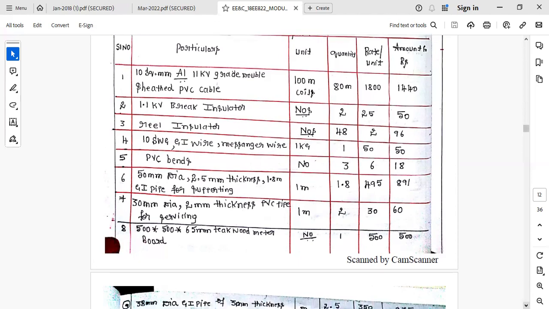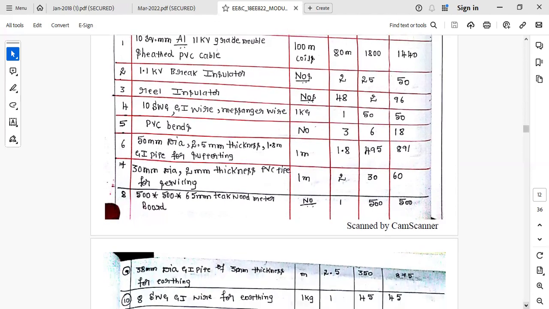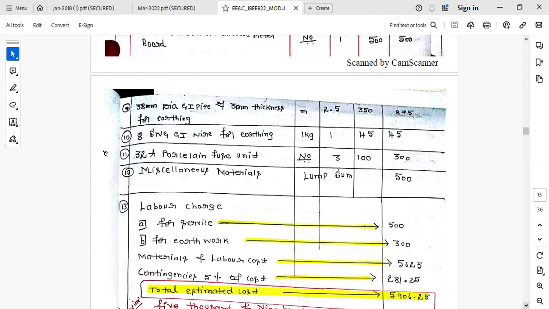The next one, T code for meter board. Number 1, 500 rupees only. 38 mm dia GI pipe of 3 mm thickness for earthing, meter is the unit. 2.5 meter we required. 350 rupees per meter. So 350 into 2.5, that is nothing but 875.